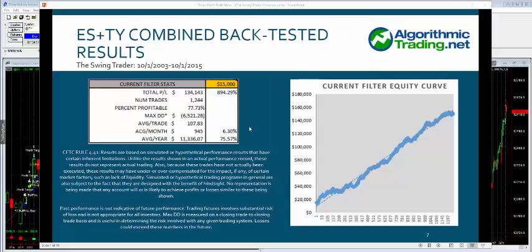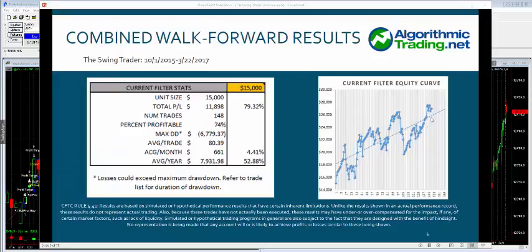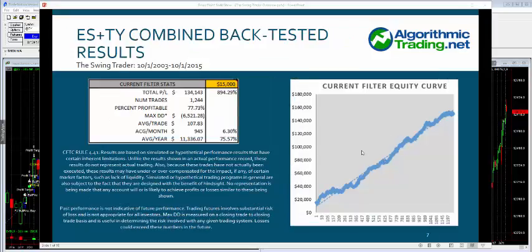If I go to this chart, what we're looking at now is the back tested for the swing trader. It goes back from October 2003 until 2015. A few things we'll do to analyze how well it's done is look at things like the slope of the equity curve. We'll compare the slope of the walk forward swing trader equity curve with the back tested equity curve.